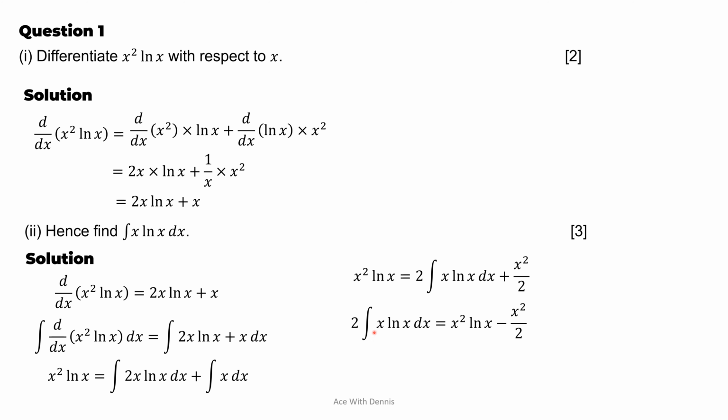Then we make 2 times the integration of x ln x dx the subject. We get x squared ln x minus x squared over 2. It is followed by dividing by 2 on both sides. We have the integration of x ln x dx equals half x squared ln x minus x squared over 4 plus c. And this is the answer. That's what the question is asking.